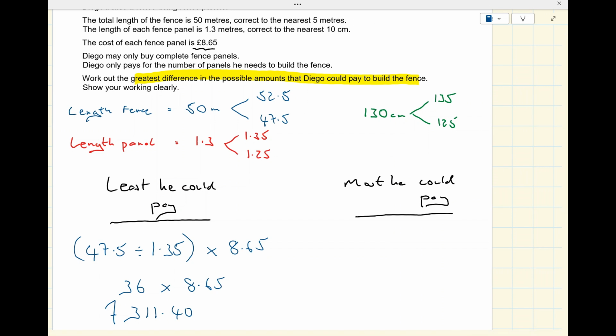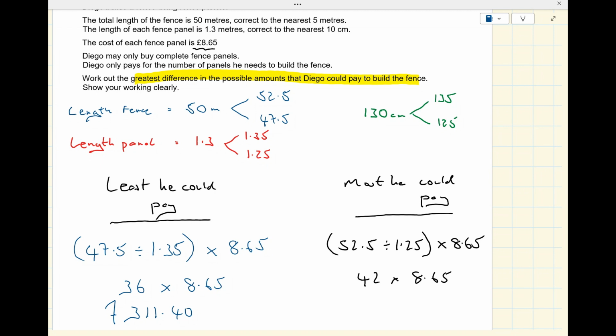So we better have him needing as many fence panels as possible. So let's have the longest possible fence, and let's have each fence panel be as short as it possibly can be. That means he'd need that many fence panels, and then of course each panel costs £8.65. But we better be careful again, wouldn't we? Because we don't want to have part of a panel. Oh no, that's right, that's 42 panels. So that's 42 panels at £8.65 each.